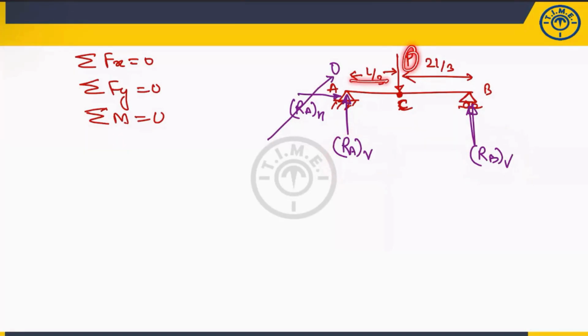This P force which is acting at L by 3, can you please tell me what will be the reaction at A and B? Do it fast. Once you know the force value at A and B, you can calculate the moment because moment is nothing but force into perpendicular distance. Do it fast. I'm giving you only 1 minute. Use the equilibrium equation. Force in y direction 0 and moment about any point will be 0.